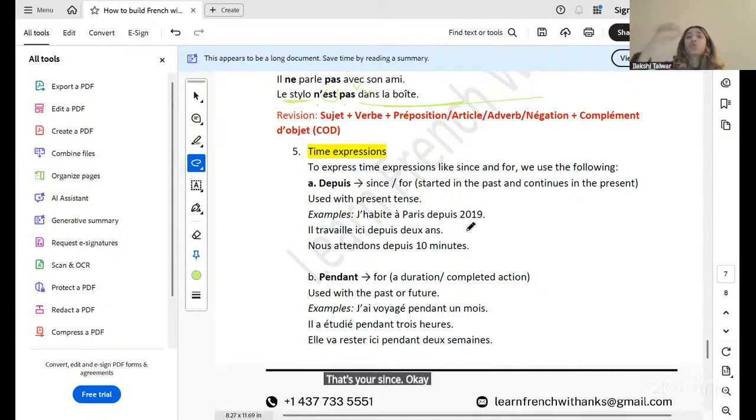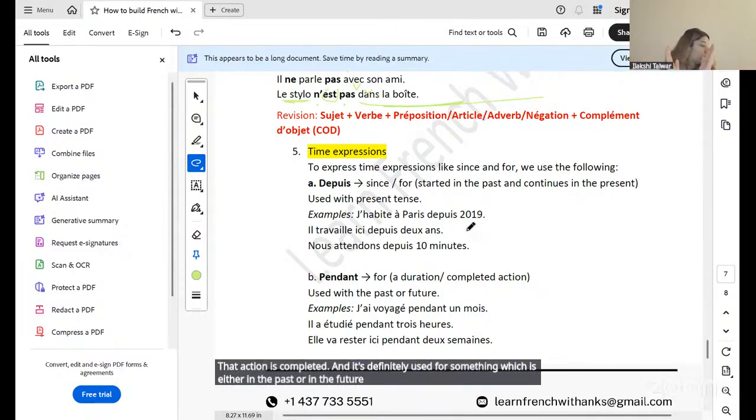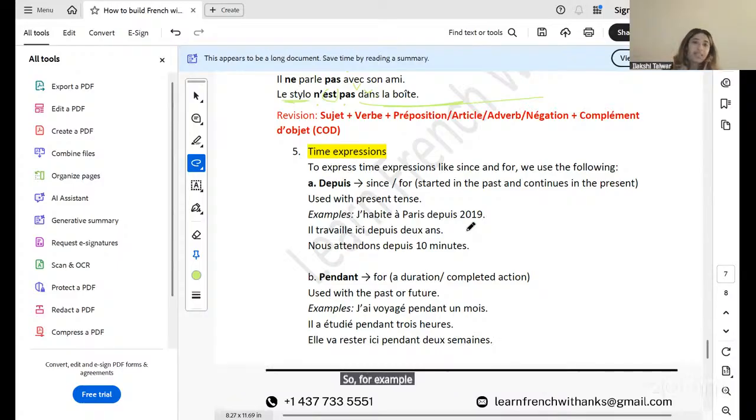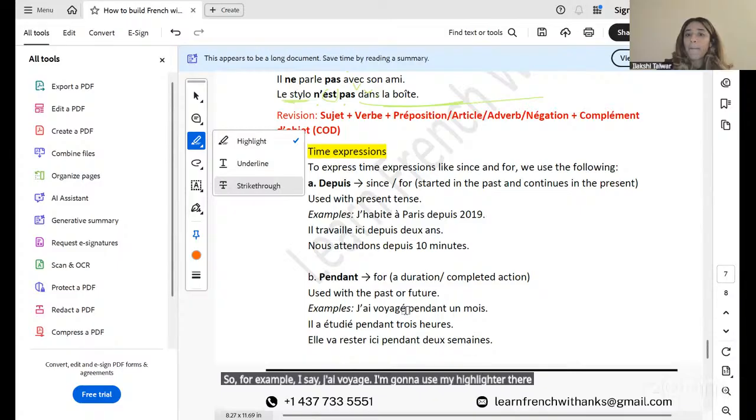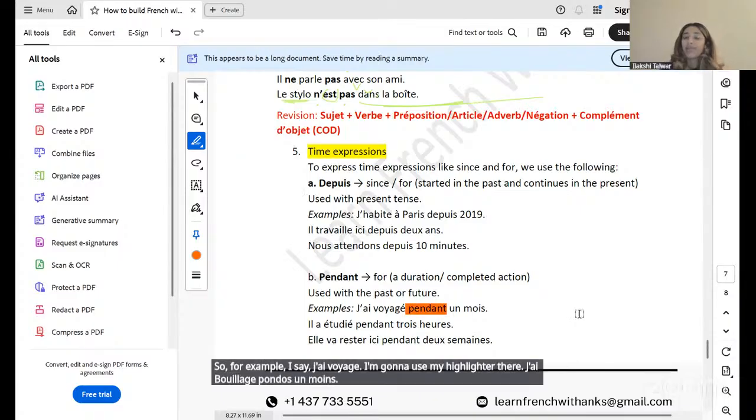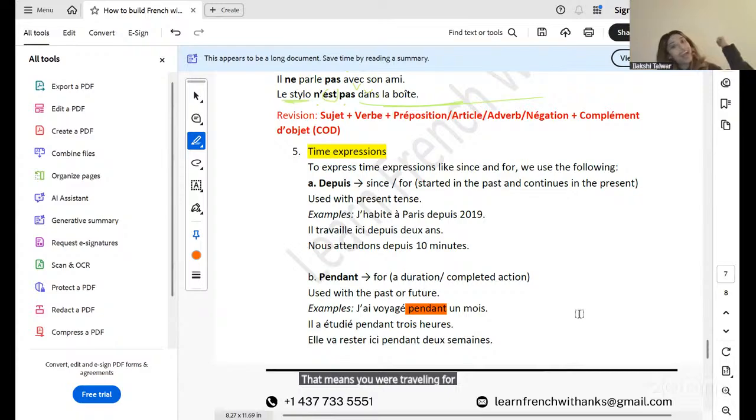Okay? If you were to replace this with something like pendant, pendant means for. It is just the duration. And that action is completed. And it's definitely used for something which is either in the past or in the future, not in your present, guys. So for example, I say, j'ai voyagé. I'm going to use my highlighter there. J'ai voyagé pendant un mois. That means you were traveling for 1 month. You traveled for 1 month. It's over. My Europe trip for 1 month is over now. So that's pendant un mois.